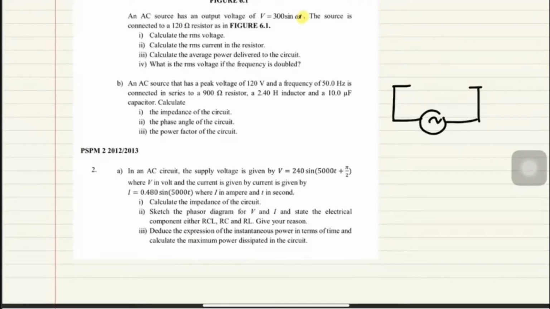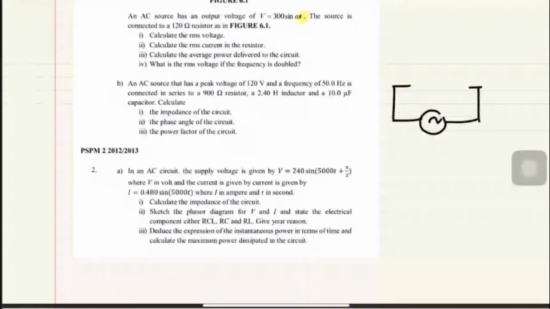Resistor je kan? Okay, resistor ada lagi. Ada apa lagi? Inductor dan kapasitor. So dia adalah R, L dengan C. So kalau kamu dapat soalan like this, we draw the circuit R, L and then C.